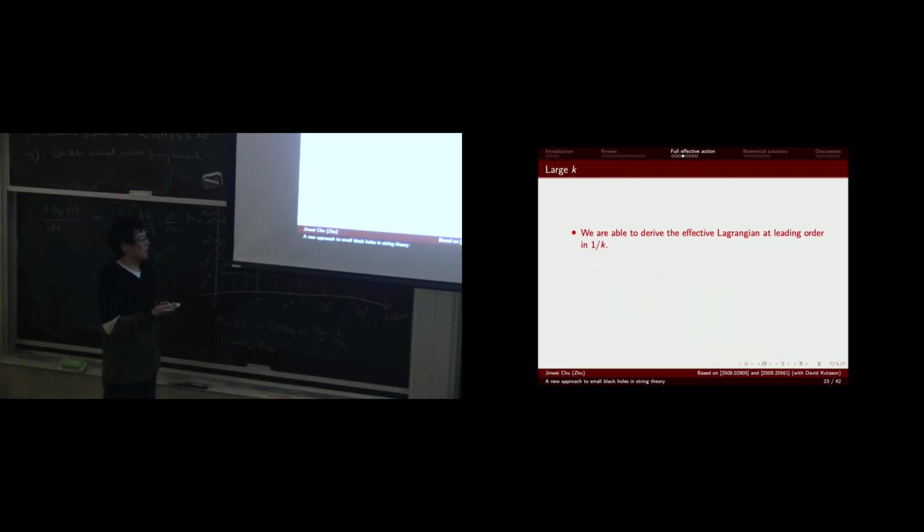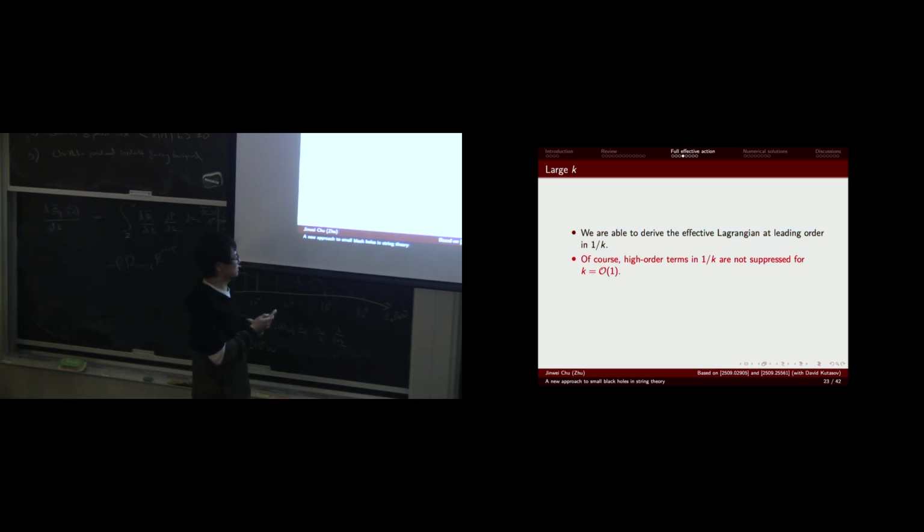What we are able to do is derive the effective Lagrangian, but only to leading order in 1 over k. Of course, that's not enough since I've told you that k is equal to 1. By the way, for the bosonic string, k is equal to 1, and for the superstring it is a little bit better, equal to 2. But anyway, these values of k are order 1 values, so higher order terms in 1 over k are not negligible.